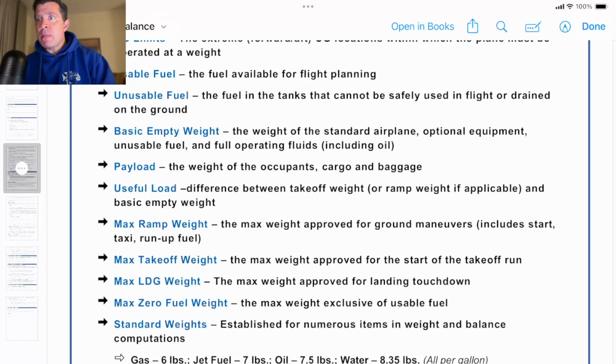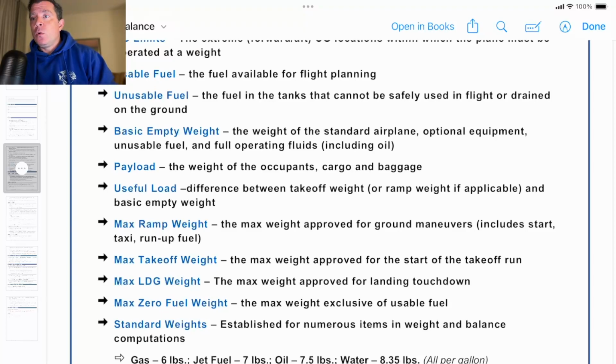Max landing weight is the max weight approved for landing touchdown. Most private pilot type airplanes, general aviation airplanes, don't really have this problem. And there's probably a few out there. I don't know that I've ever flown any that have a max landing weight. The jets we fly, the E-175, it does have a max landing weight. We can be light enough to take off, but too heavy to land.